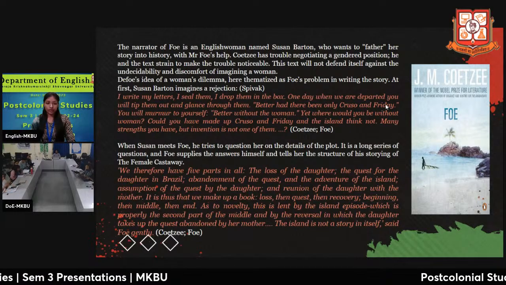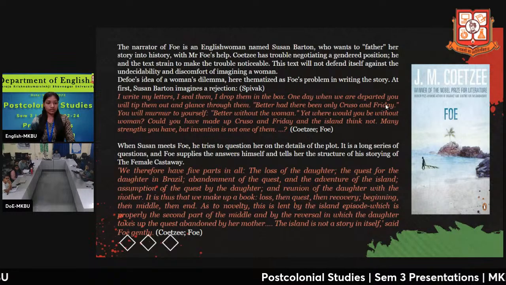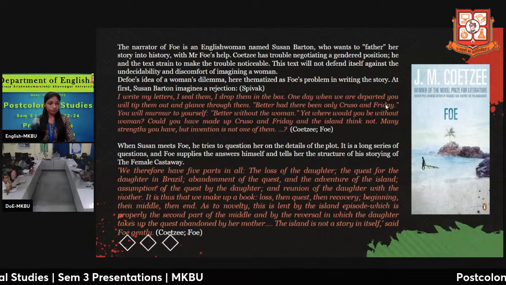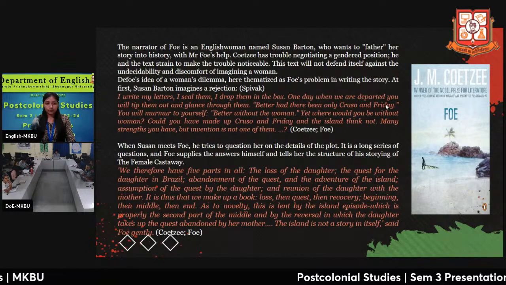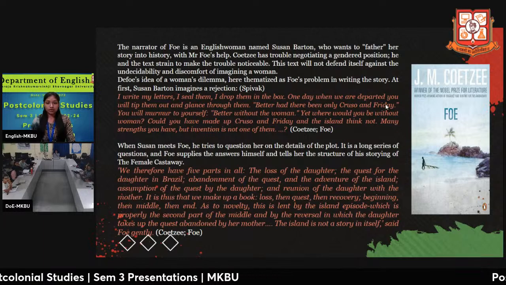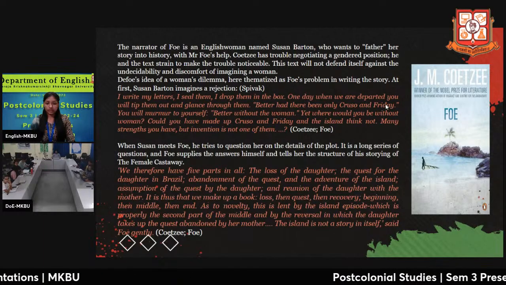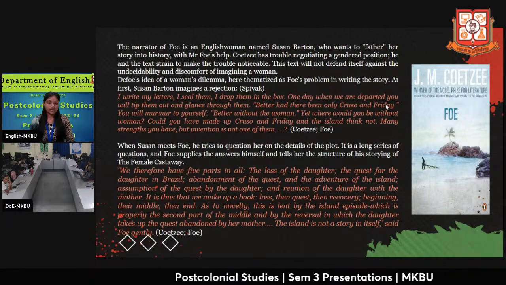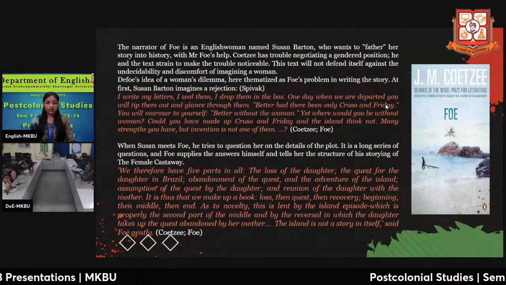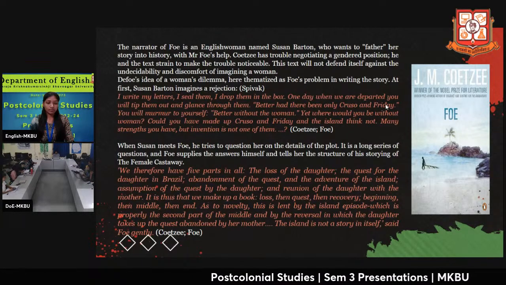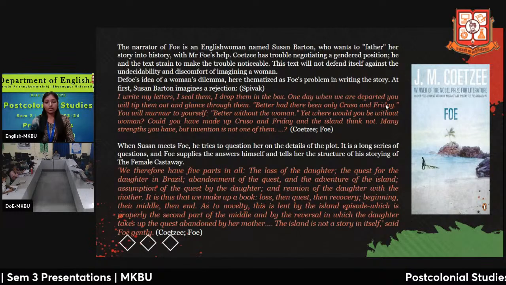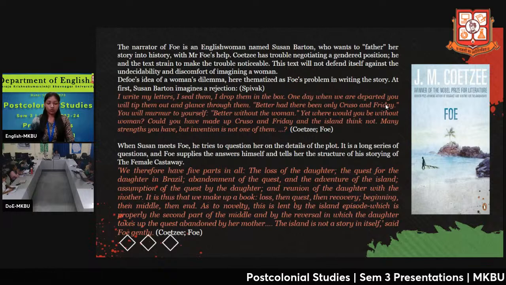Then, when Susan meets Foe, he tries to question her on the details of the plot. It is a long series of questions, and Foe supplies the answers himself and tells her the structure of his storytelling, the female castaway. We therefore have five parts in all: the loss of the daughter, the quest for the daughter in Brazil, abandonment of the quest and the adventure of the island, assumption of the quest by the daughter, and reunion of the daughter with the mother. It is thus that we make up a book: loss, then quest, then recovery; beginning, then middle, then end. As to novelty, this is lent by the island episode, which is properly the second part of the middle, and by the reversal in which the daughter takes up the quest abandoned by her mother. The island is not a story in itself, said Foe gently.